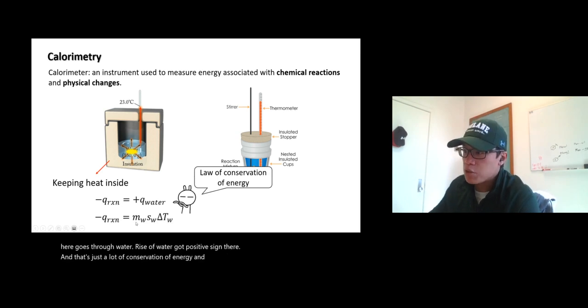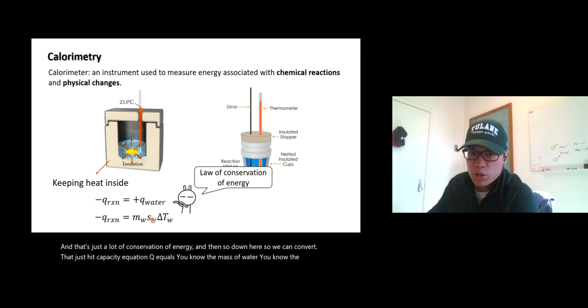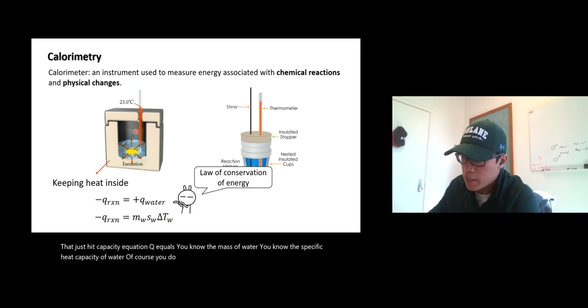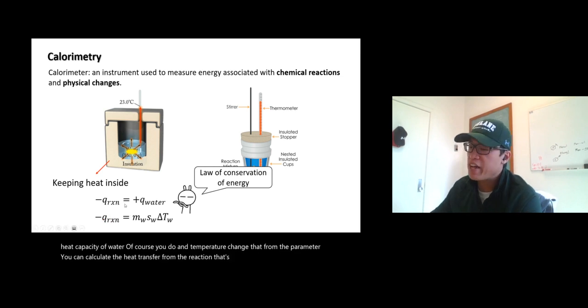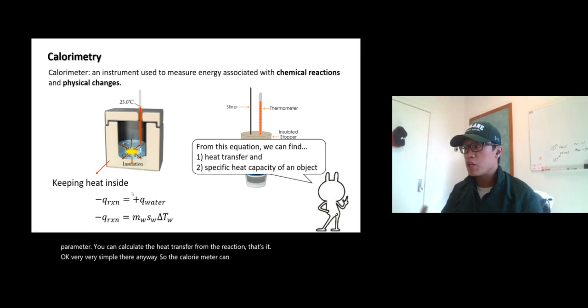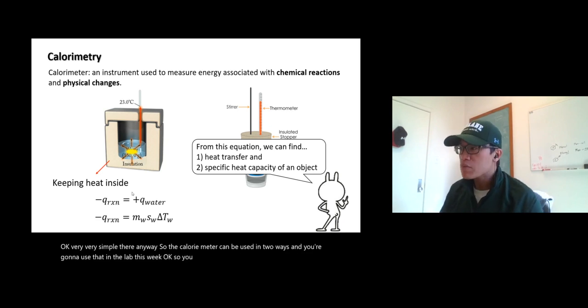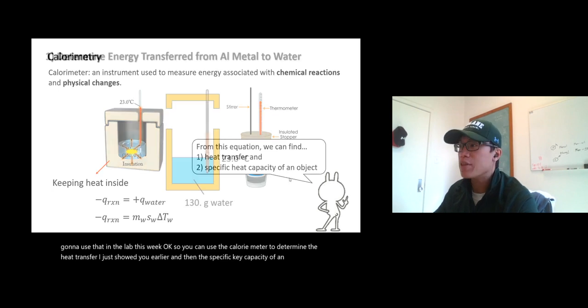And then down here, we can convert that using the heat capacity equation, Q equals m s delta T. You know the mass of water, you know the specific heat capacity of water, of course you do, and the temperature change, that's from the thermometer. You can calculate the heat transfer from the reaction. That's it. Okay, very, very simple there. Anyway, the calorimeter can be used in 2 ways, and you're going to use that in the lab this week. So you can use the calorimeter to determine the heat transfer, which I just showed you earlier, and the specific heat capacity of an object, which I'll show you. All right, I'll start with the heat transfer.